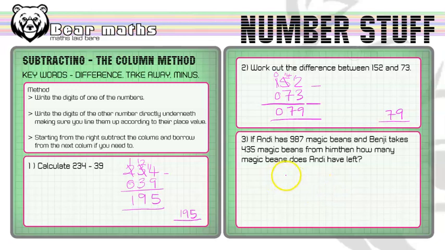Again, let's find out, because he's taken them away. We're doing a subtraction, and 987 is the starting number, and we're going to take away 435 that Benji nicks from him. Maybe he asked for them nicely, who knows.